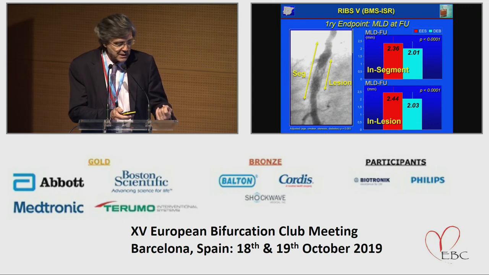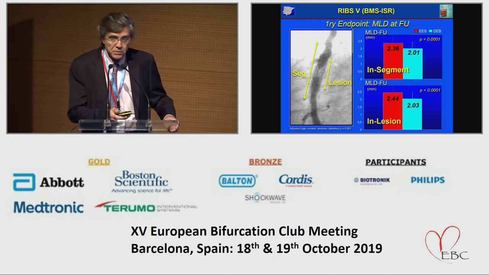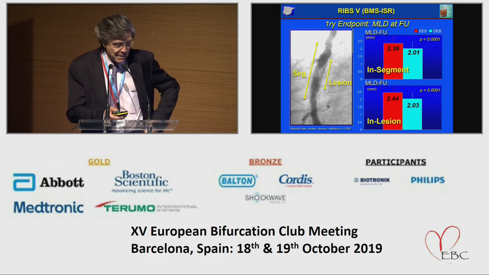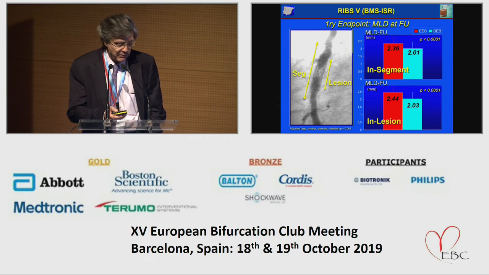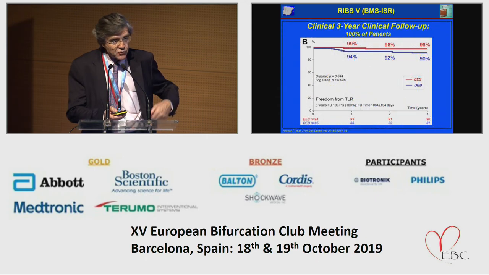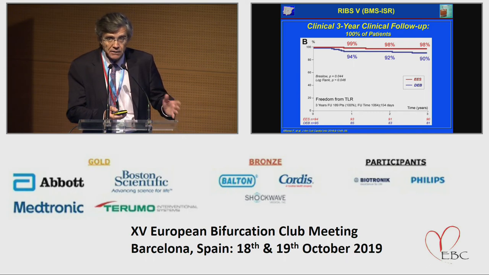RIBS V was a randomized study in patients with bare metal in-stent restenosis. In this study, we found very good late angiography results with drug-coated balloons, but even better results were obtained with the use of an everolimus-eluting stent in these patients. And you can see here, the primary endpoint of the study was minimal lumen diameter at follow-up. And this translated into a marginal yet significant difference in favor of everolimus-eluting stent regarding TLR.